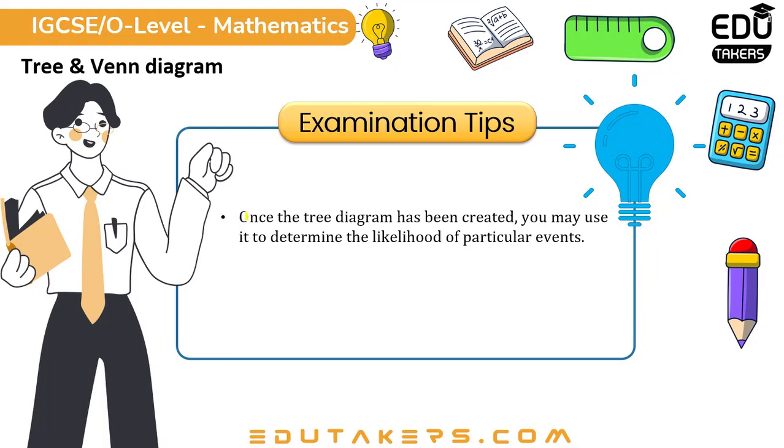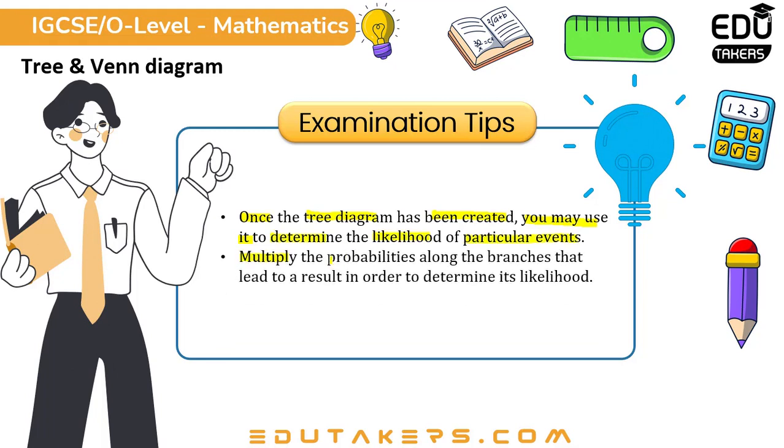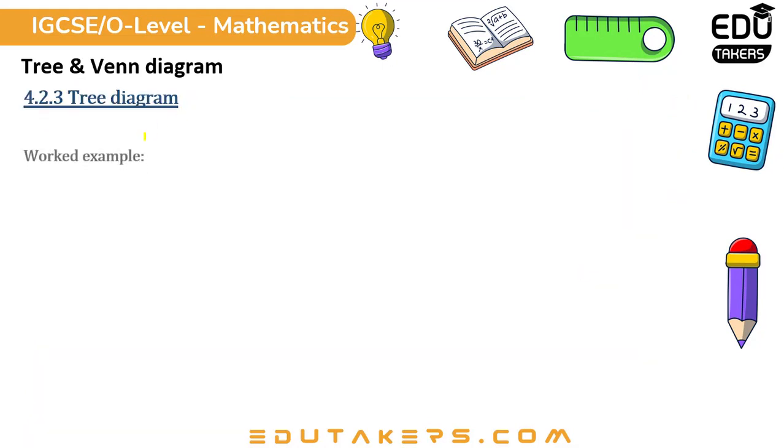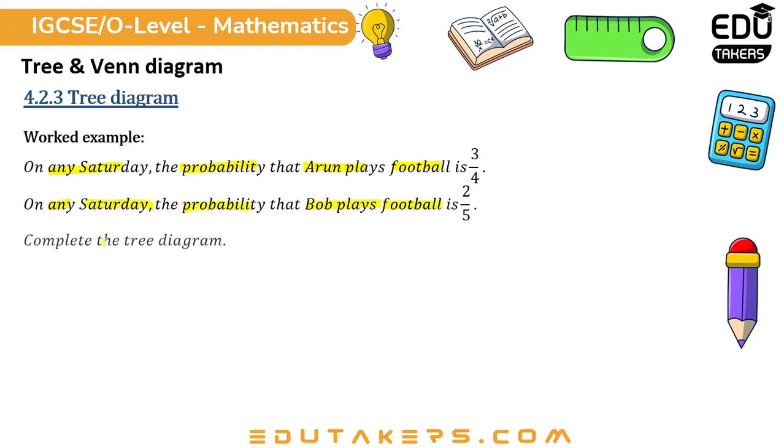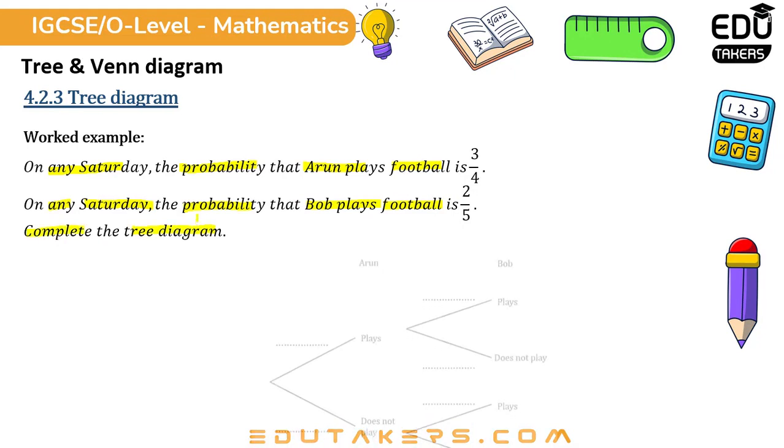Examination tips. Once the tree diagram has been created, you may use it to determine the likelihood of particular events. Multiply the probabilities along the branches that led to a result in order to determine its likelihood. Worked example. On any Saturday, the probability that Arun plays football is 3/4. On any Saturday, the probability that Bob plays football is 2/5. Complete the tree diagram.